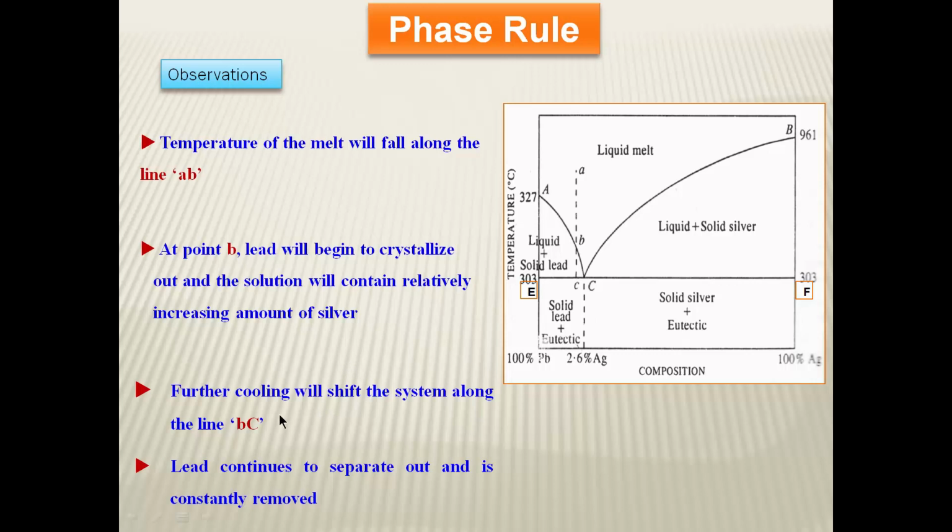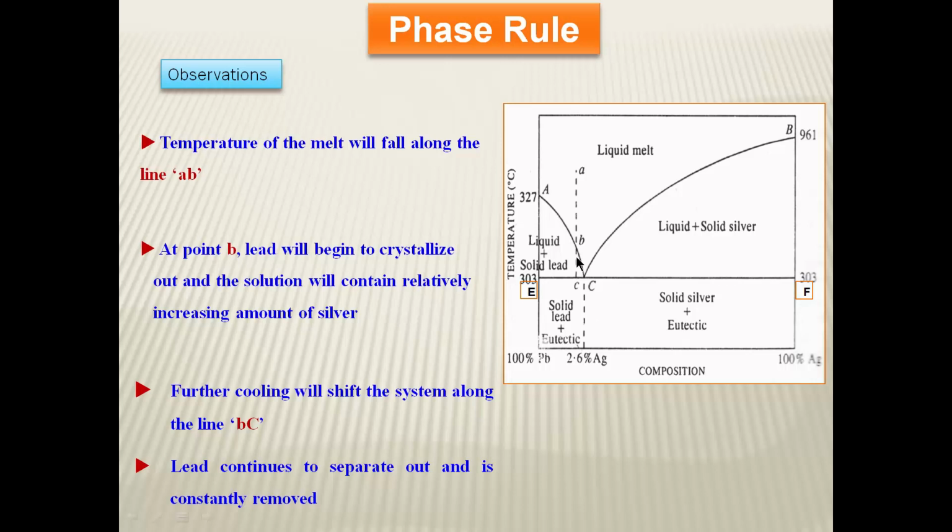Further cooling will shift the system along the line BC. This is B and C capital, that is, this will be the line traced. What does it mean? It means that once the solidification of solid lead has started, the composition will keep on changing. Every time solid lead separates, further cooling will shift the curve towards C, and the temperature will obviously be lowered.